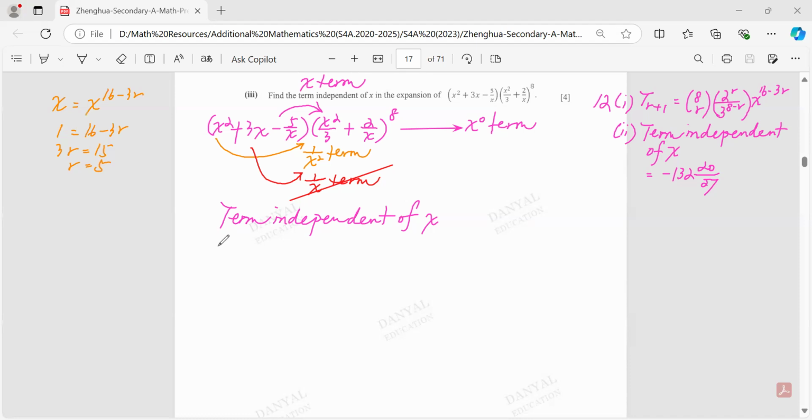So I take the coefficient, which is 1, multiplied to 8 C 5, and then 2 to the power of 5 over 3 to the power of 8 minus 5, which is 3.